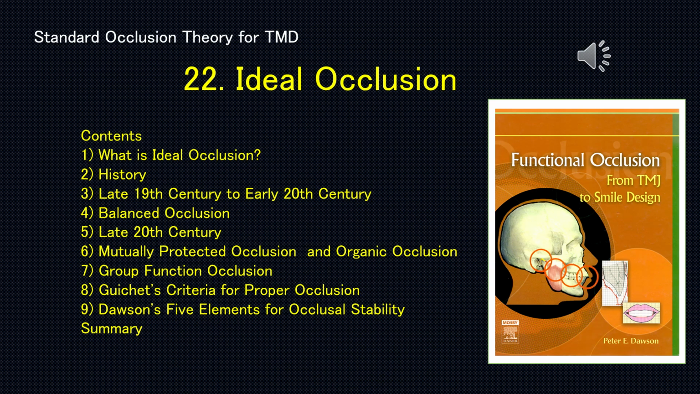22. Ideal occlusion. Contents. 1. What is ideal occlusion? 2. History. 3. Late 19th century to early 20th century. 4. Balanced occlusion. 5. Late 20th century. 6. Mutually protected occlusion and organic occlusion. 7. Group function occlusion. 8. Guichet's criteria for proper occlusion. 9. Dawson's 5 elements for occlusal stability. Summary.